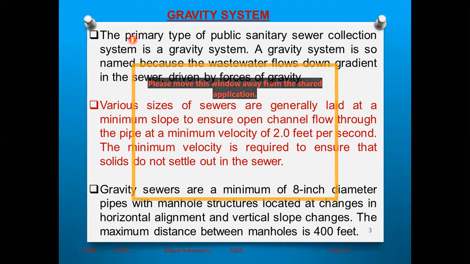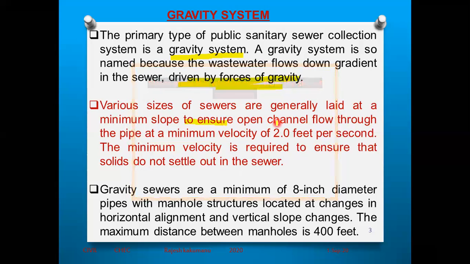So in the first type, what's happening? There is a primary type of public sanitary sewer collection, which is the gravity type. Here we are using the concept called gravity type of sewerage system. It is named a gravity system because the wastewater flows down by the force of gravity. So the various sizes of sewers are generally laid at the minimum slope to ensure open channel flow with a minimum velocity of 2 feet per second, right?